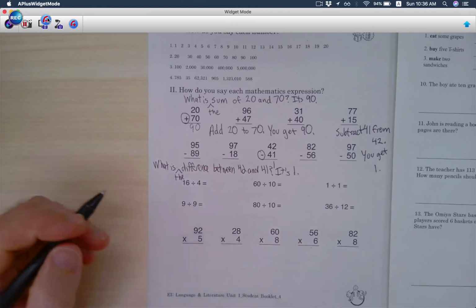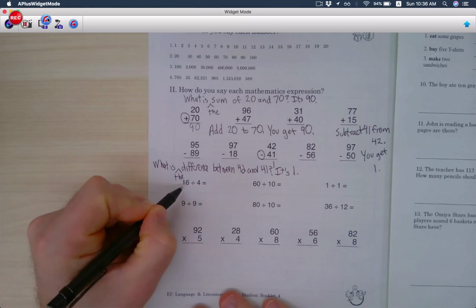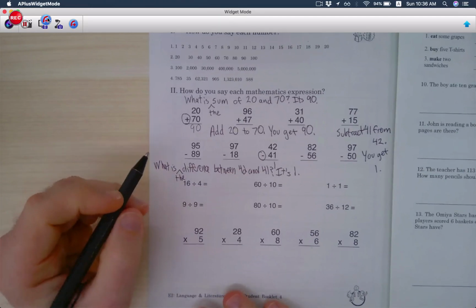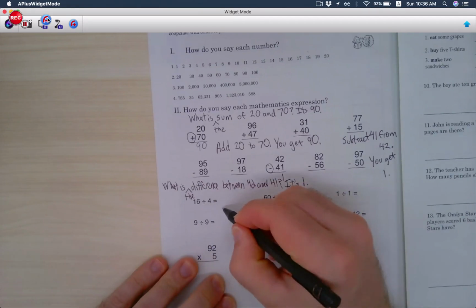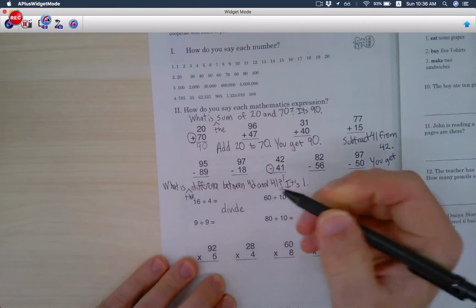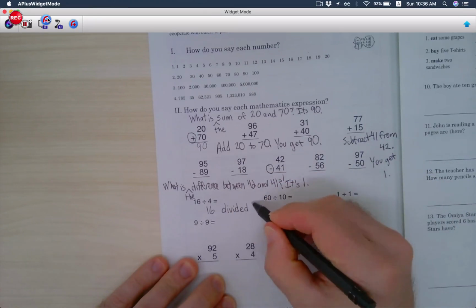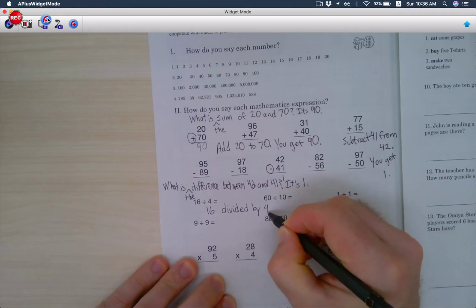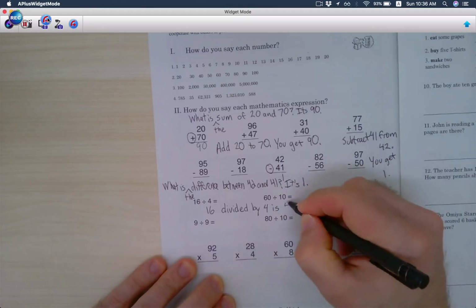Now let's move on to division. With division, we only used one expression. We used the word divide. So 16 divided by 4 is or equals 4.